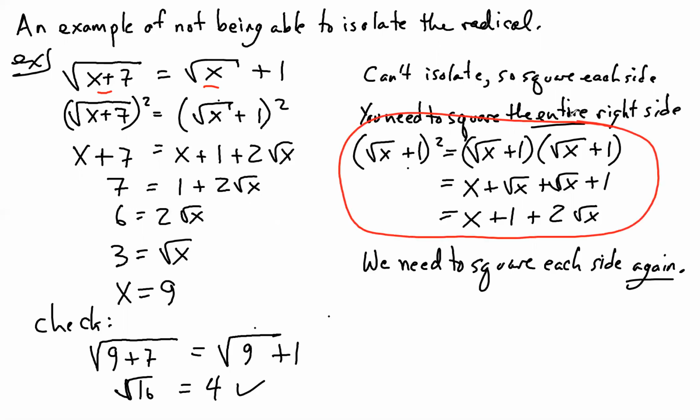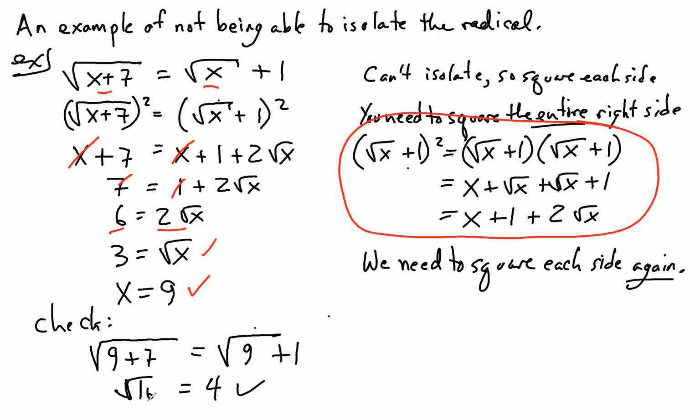Okay, now we're going to isolate everything, combine like terms. I take away x from each side, that got rid of the 2 x's. Let's see, I'm going to take away 1 from each side. That turns 7 minus 1 into 6. 6 is 2 radical x. Divide each side by 2, and I get 3 is radical x, and of course x is 9.